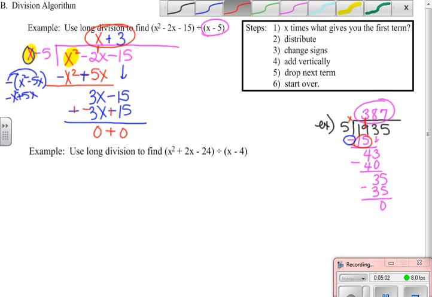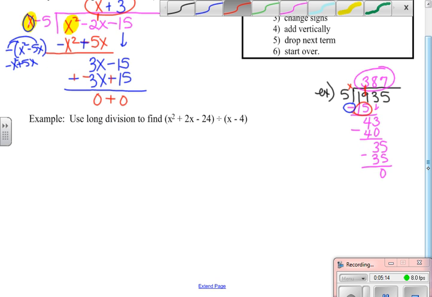x plus 3 is how many times x minus 5 goes into x squared minus 2x minus 15. Let's look at another example. You really just have to think about how it worked when you were in elementary school and how that works now. So here's my divisor. X minus 4 goes into x squared plus 2x minus 24.